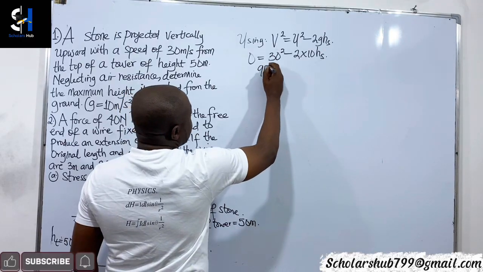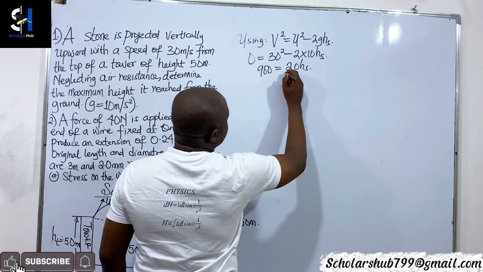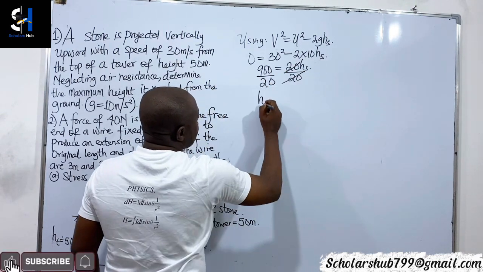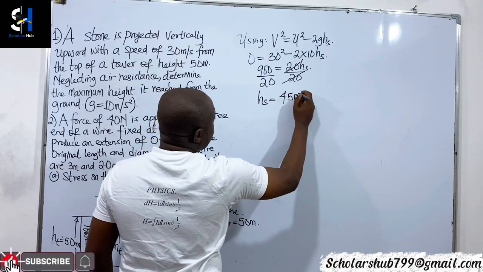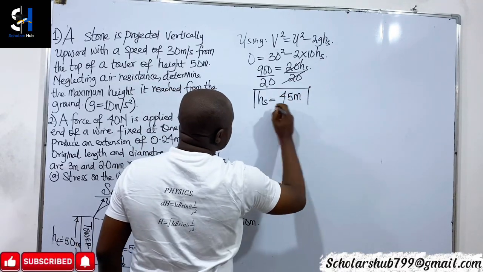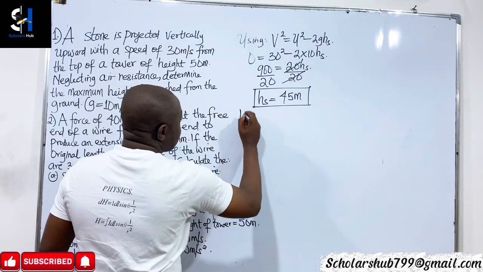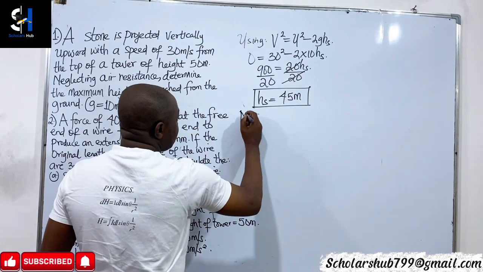So this will be 900 equals to 20 hs. So if you divide both sides by 20, in this case, we have h subscript s to be equals to 45 meters. So this is the height of the stone. Okay. Now, let's calculate the maximum height reached.